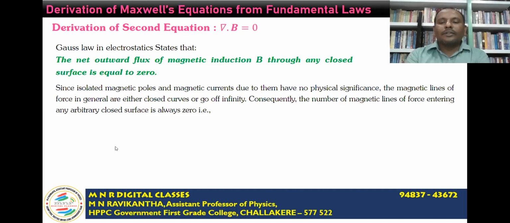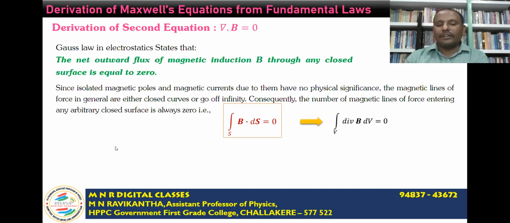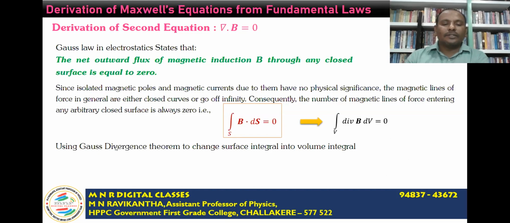In other words, conceptually we can say that the magnetic field lines are always closed loops, and hence we can write mathematically the surface integral of B bar dot ds bar, which represents the flux, is equal to 0. And it implies, using Gauss divergence theorem, converting the surface integral into a volume integral, B bar dot ds bar can be expressed as the volume integral of divergence of B dV is equal to 0. This equation is obtained by using Gauss divergence theorem applied to this surface integral.